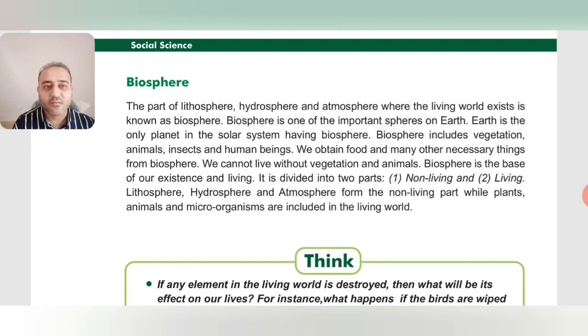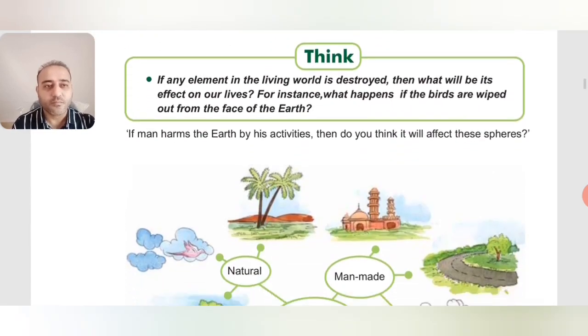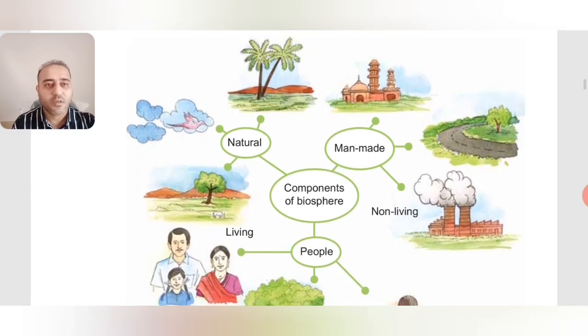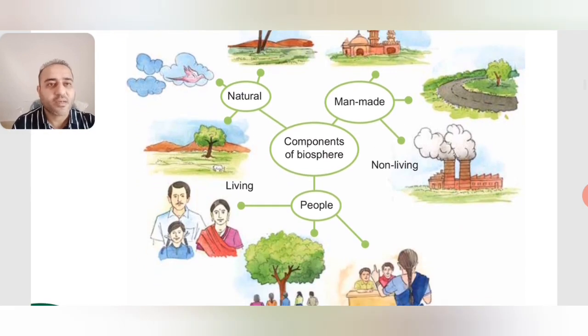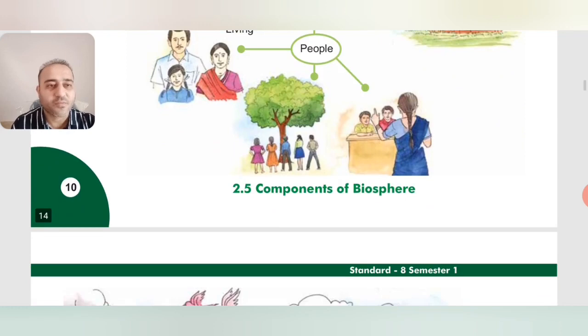So those are the non-living things, and the living things of which the biosphere consists are plants, animals, and microorganisms. Okay, now we'll move further. So this is the picture where different components of the biosphere are given. That is the nature, the clouds, the gases, then factories, roads, people are seen. So these are the different components of the biosphere.